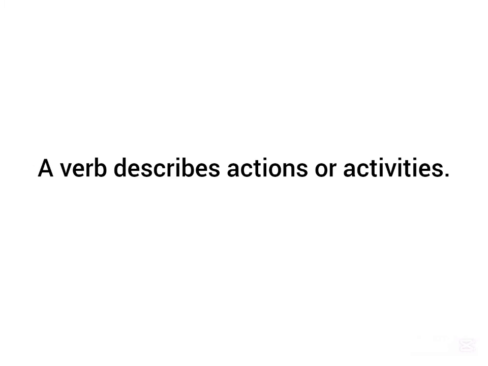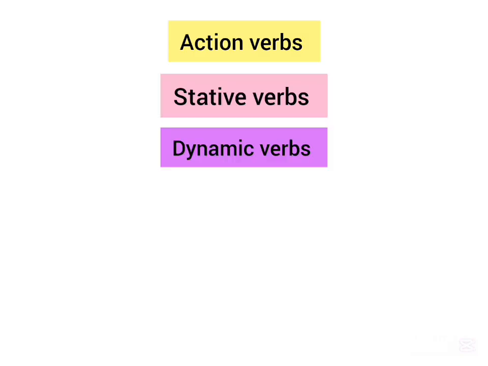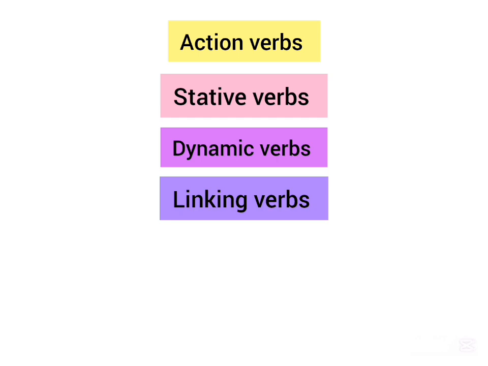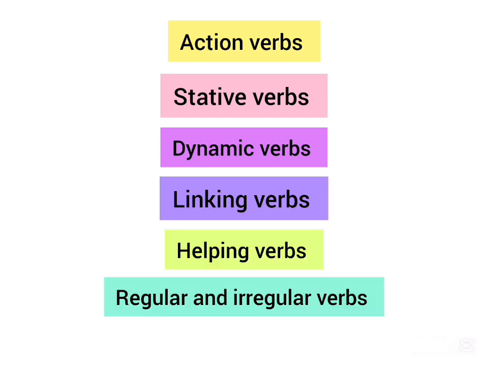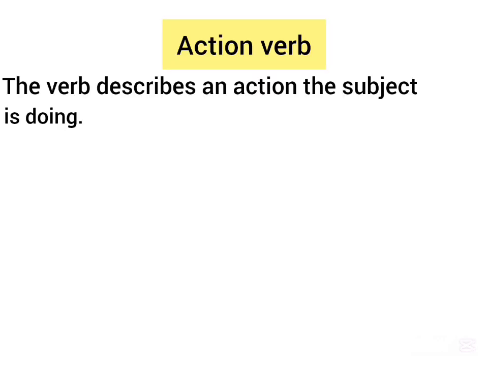Verb. A verb describes actions or activities. There are a few types of verb: action verbs, stative verbs, dynamic verbs, linking verbs, helping verbs, regular and irregular verbs, finite and non-finite verbs.